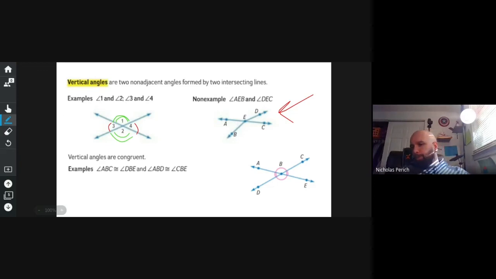I can't say that about this one and this one. If I were to cut AEB out and cut out DEC and put one on top of the other, DEC would probably be just a little bit smaller, so they're not equal. And we can see the hoopy things over there too. Hoopies.